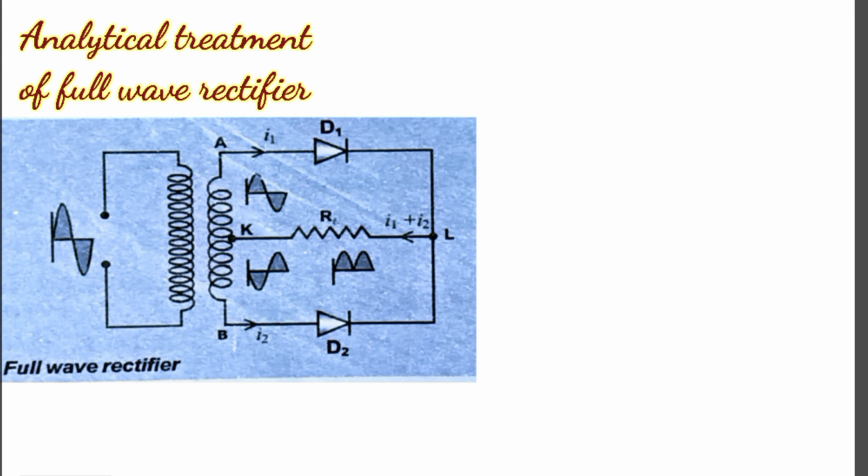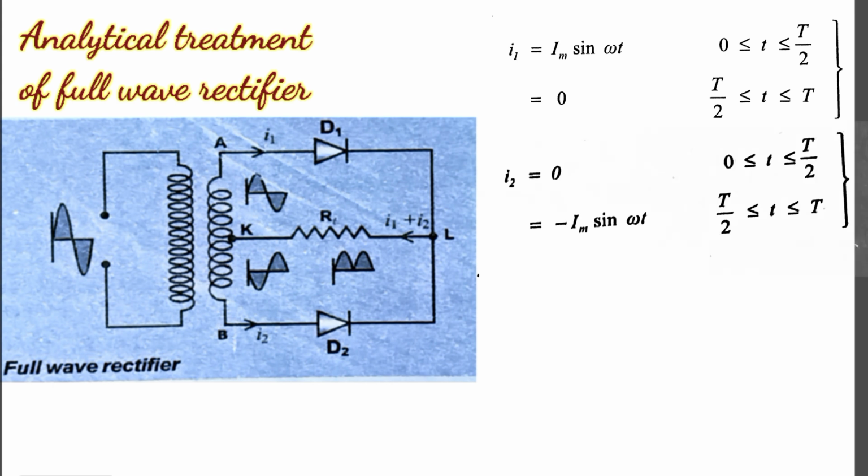So I1 equals Im sin omega t for the time interval 0 to T upon 2, and I1 equals 0 for the time interval T upon 2 to T. The current I2 equals 0 for the time interval 0 to T upon 2, and I2 equals minus Im sin omega t for the time interval T upon 2 to T. Here Im equals E naught upon Rf plus RL.